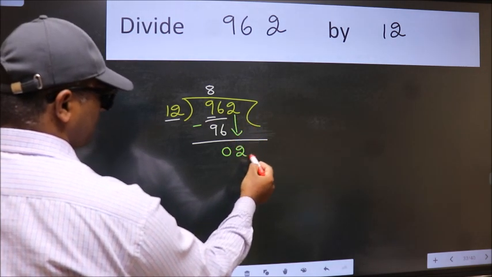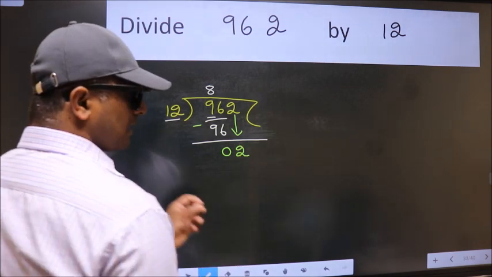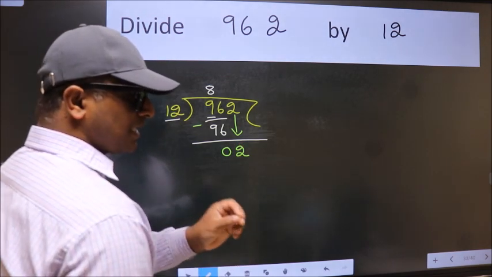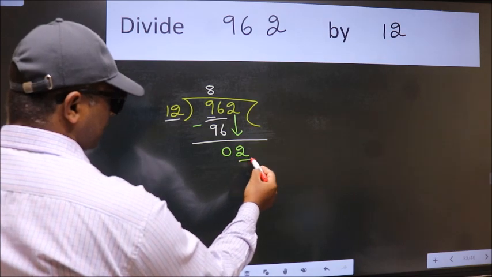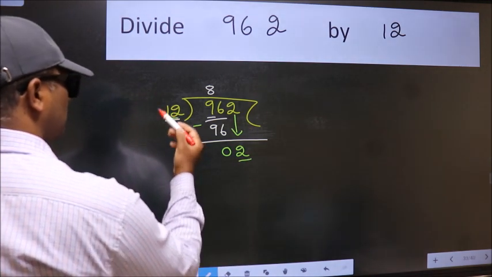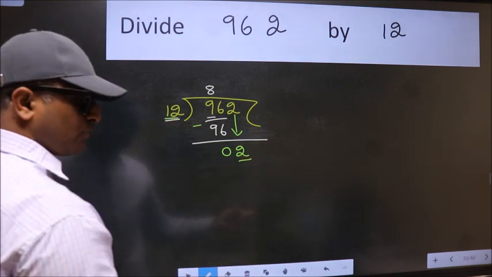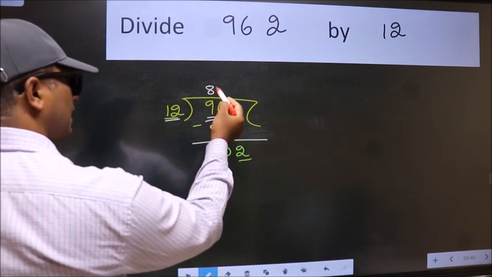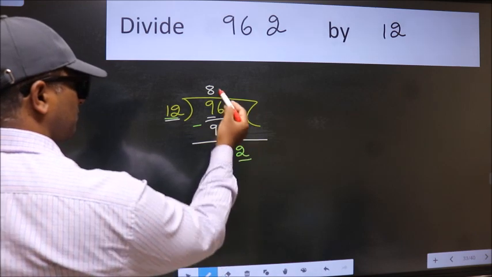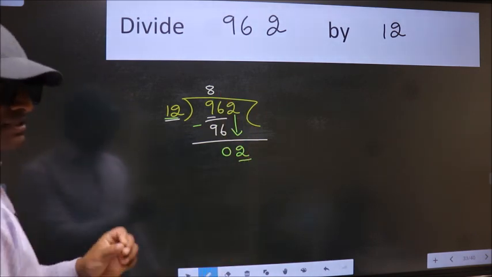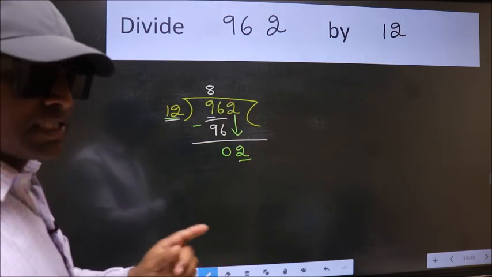So 2 comes down. After this step, the mistake happens, and the mistake is this. Here we have 2 and here 12. 2 is smaller than 12. So what many do is they directly put a dot and take 0, which is wrong. Why is it wrong?